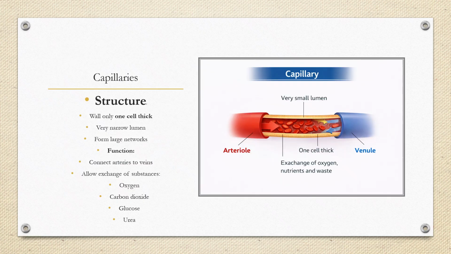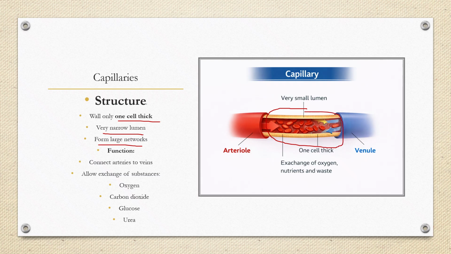Okay, so the last blood vessel is capillaries. What is the structure of a capillary? A capillary is only one cell thick. It has a very narrow lumen and forms large networks. Here is shown the structure of a capillary. This one is only one cell thick, with a very small lumen.